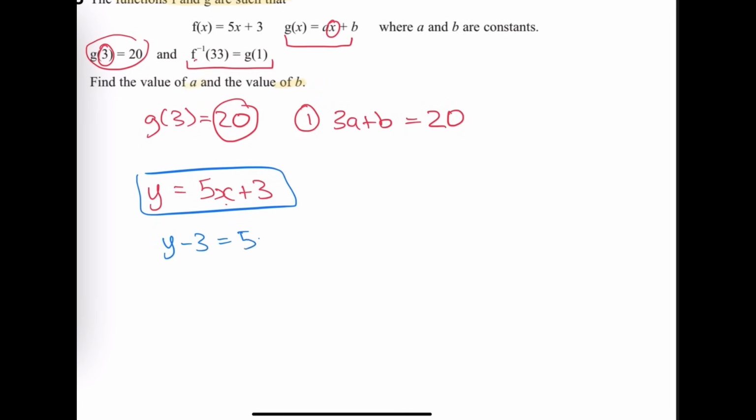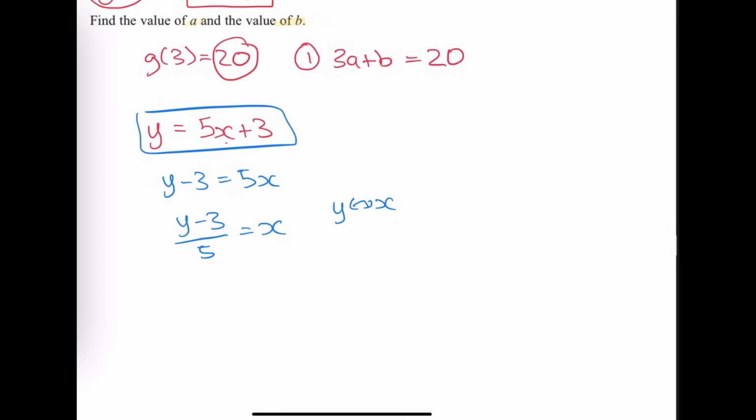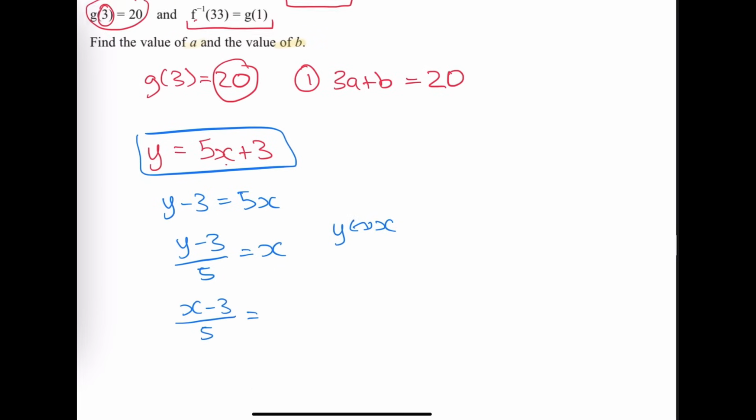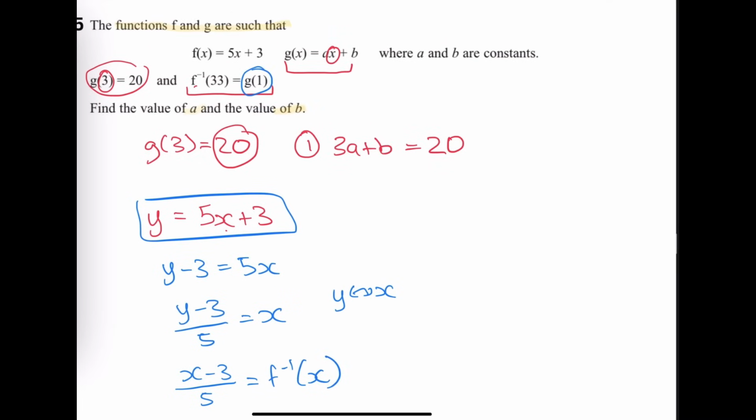That equals 5x. Now we divide it by 5, so minus y3 divided by 5 equals x. Now all you do is switch the y and the x, so that it will be x minus 3 over 5, and instead of y, this is the inverse. This is the inverse of x.